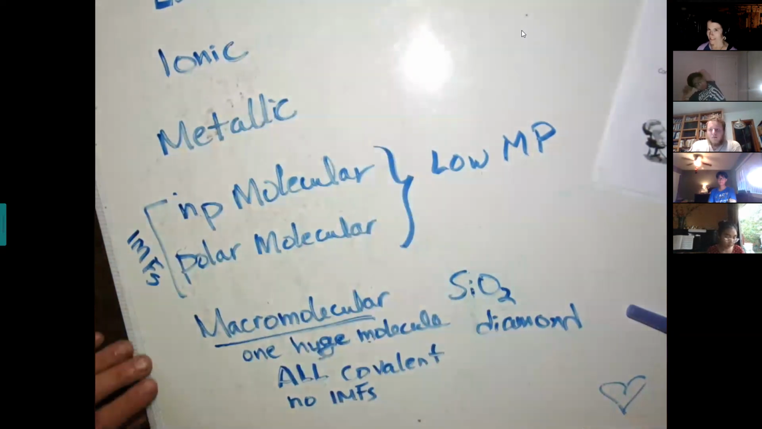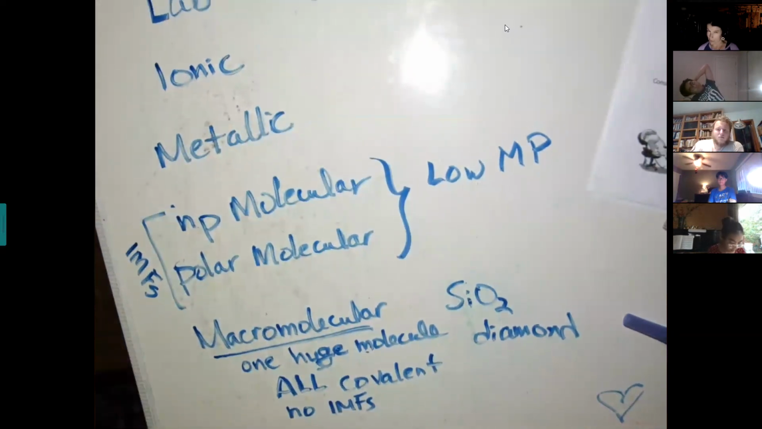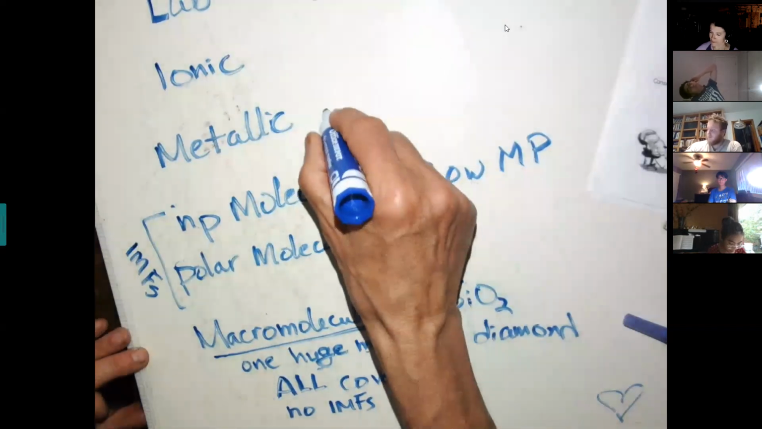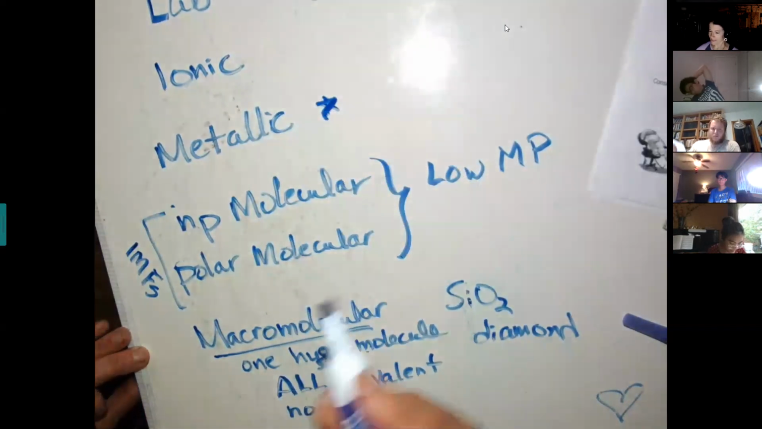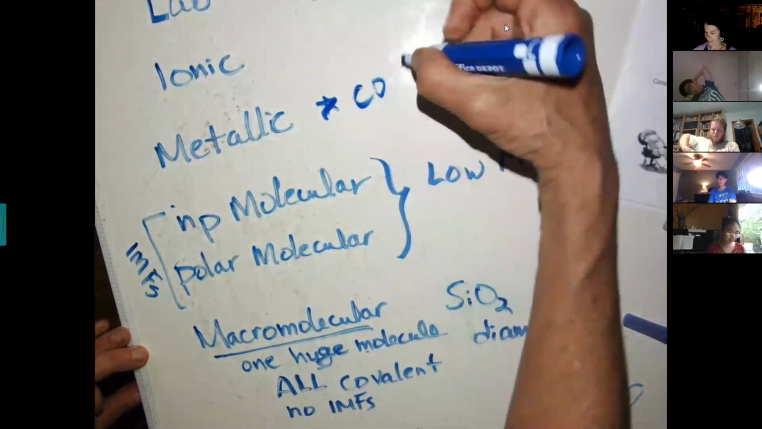Ionic and metallic, they just have medium melting points. They do melt, they just don't melt immediately. You guys actually know how you can tell something's a metal, because metals do something nothing else does, which is they conduct as a solid.